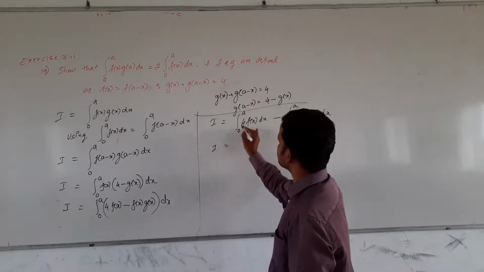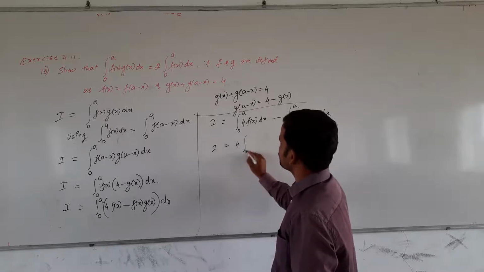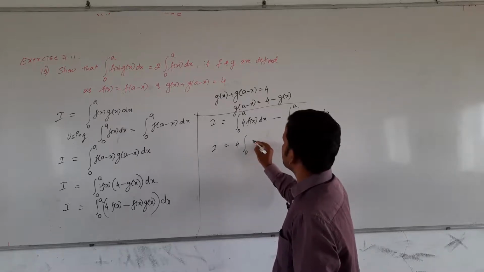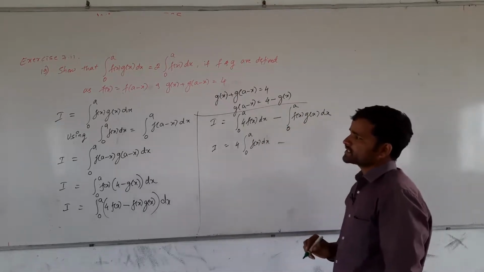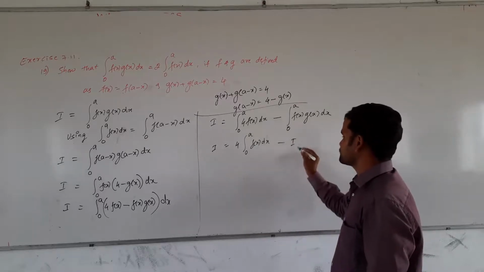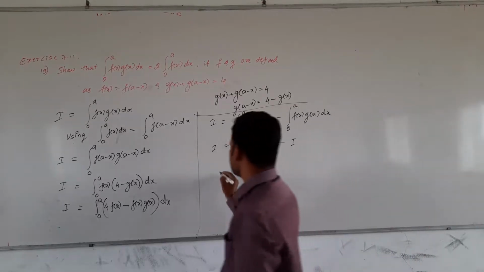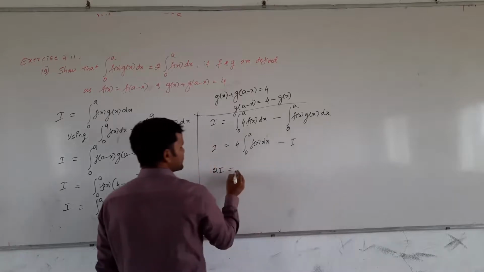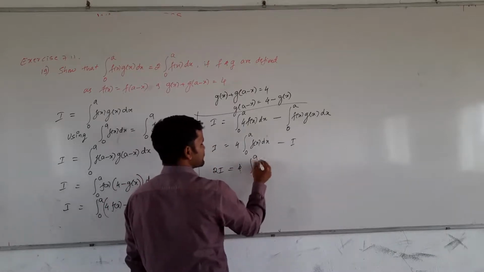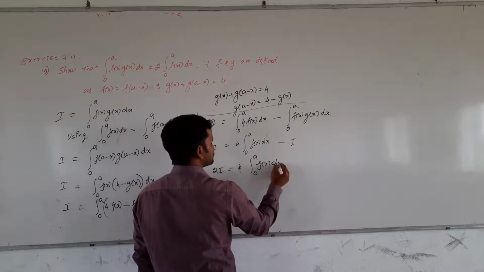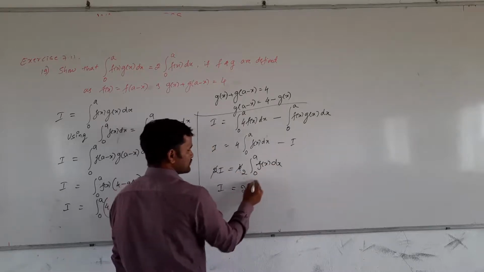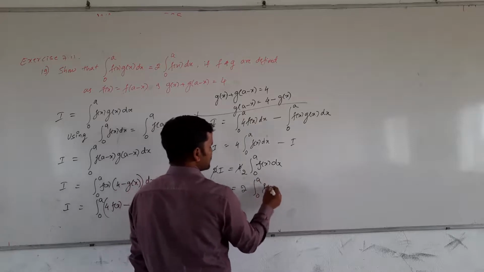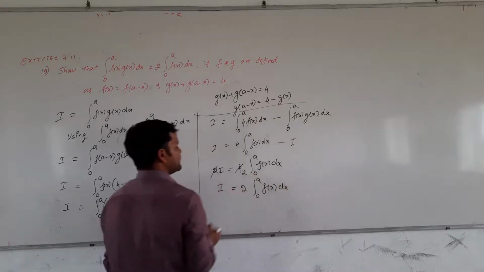I is equal to, from the first integral I will write 4 outside, 4 into integrating from 0 to a f of x dx minus, you see, 0 to a f of x g of x dx is nothing but I. Take this I to the left hand side, I plus I becomes 2I. 2I is equal to 4 times integrating from 0 to a f of x dx. Here 2 ones are 2, 2 twos are 4. I is equal to 2 times integrating from 0 to a f of x dx.